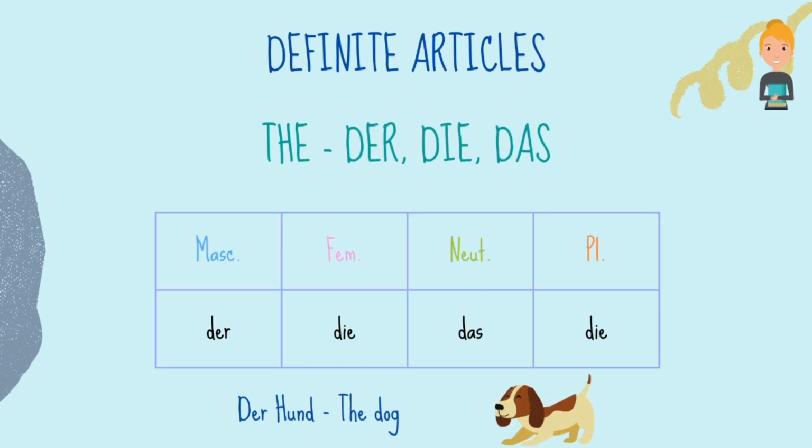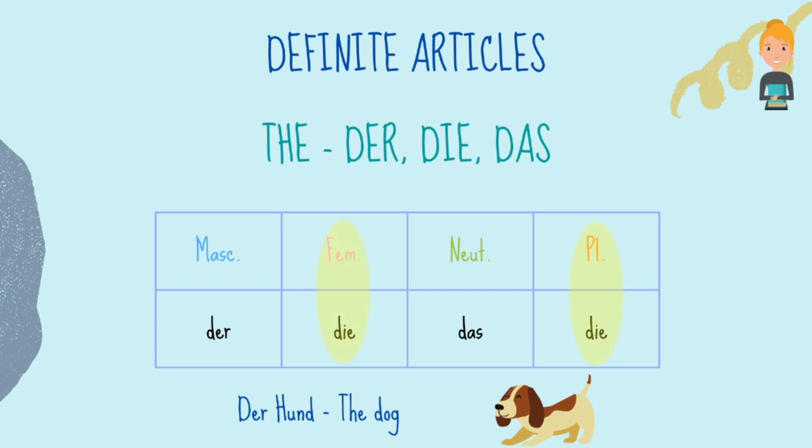In English, we only have one definite article, the. But within the nominative case, there are 4 different definite articles. Der is the masculine article. Die is the feminine article. Das is the neuter article. And die is the plural article.